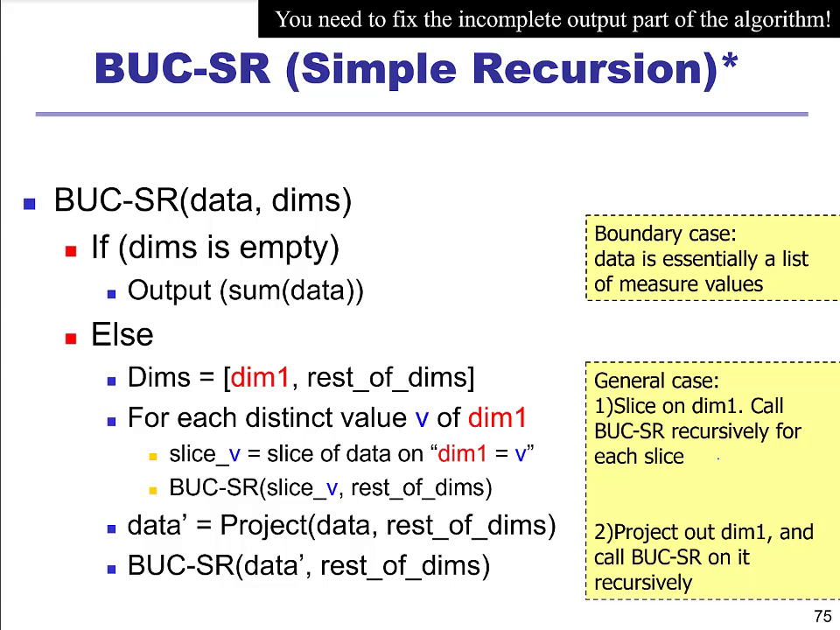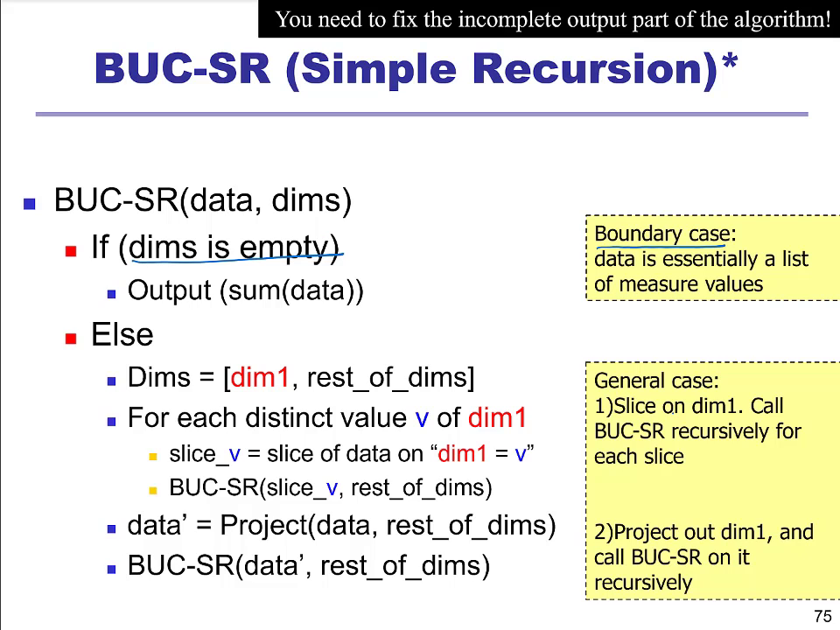So basically, the boundary case, or the base case, is where data is essentially a list of measure values, or say the dimension is empty. Okay, the dimension is empty. So basically, just output the sum of the data.